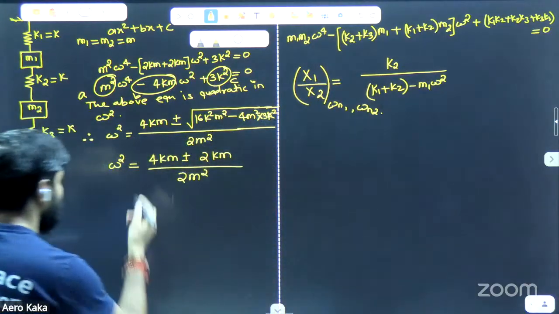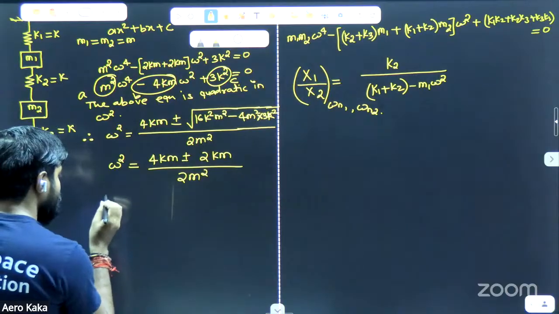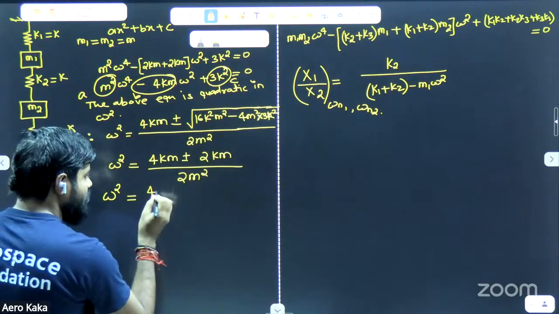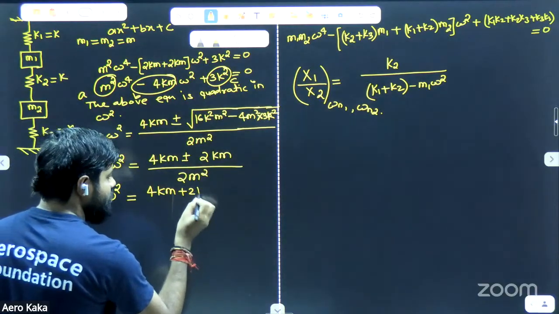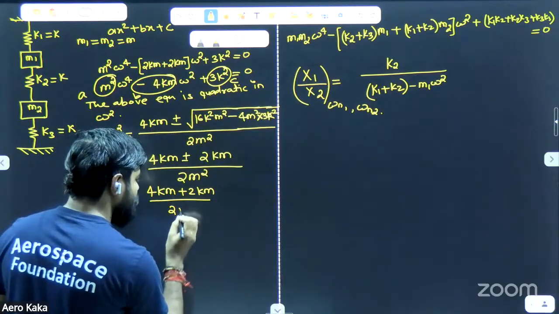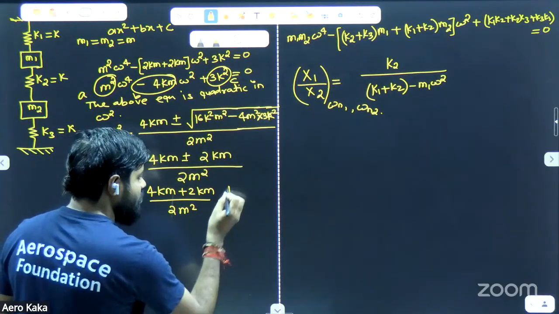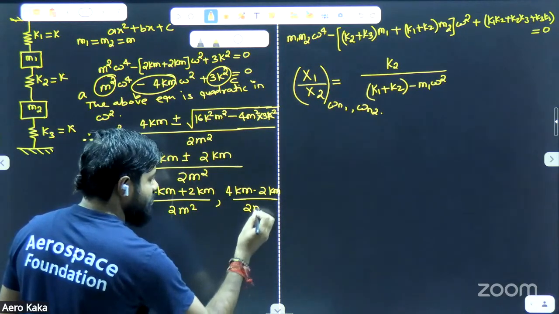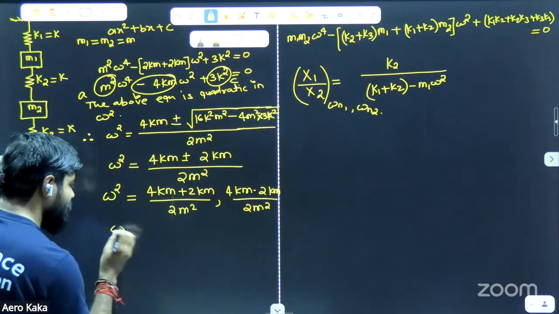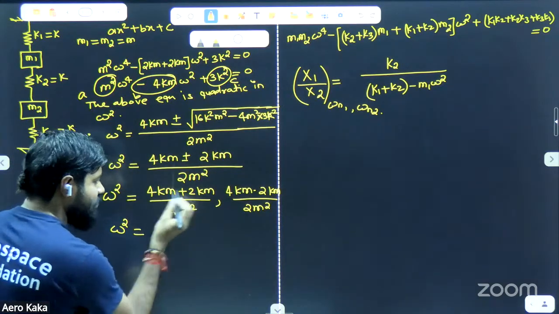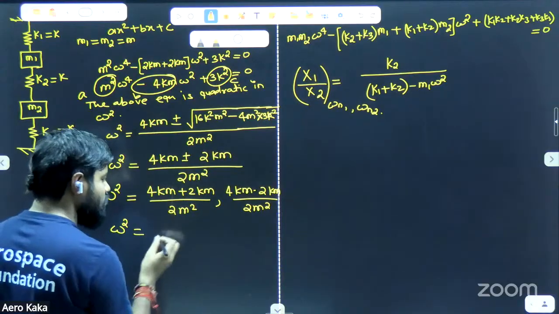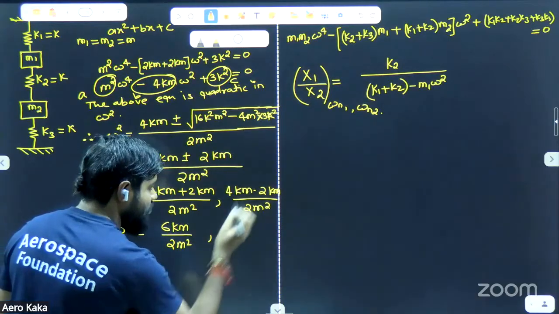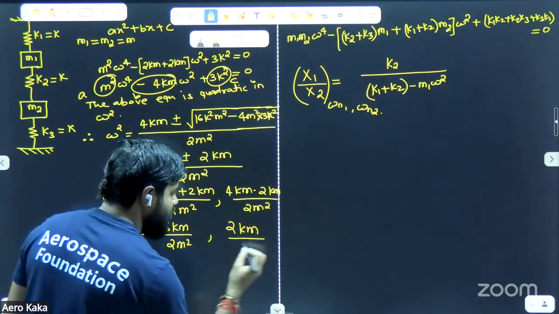Okay. So here we can write simply omega square. There are two possibilities. One is 4km plus 2km divided by 2m square. Another one is 4km minus 2km divided by 2m square. If you simplify it further, could you tell me how much you will get? It is going to be 6km divided by 2m square, and the other is going to be 2km divided by 2m square.